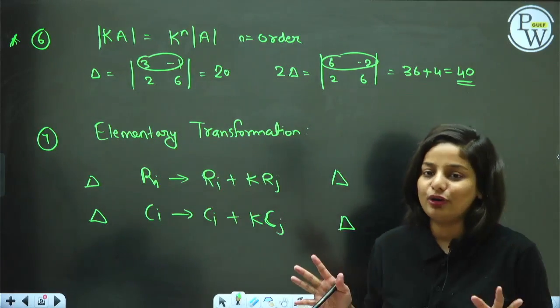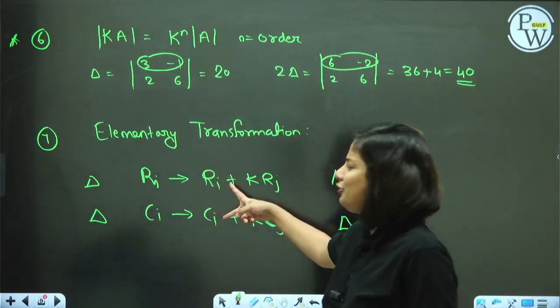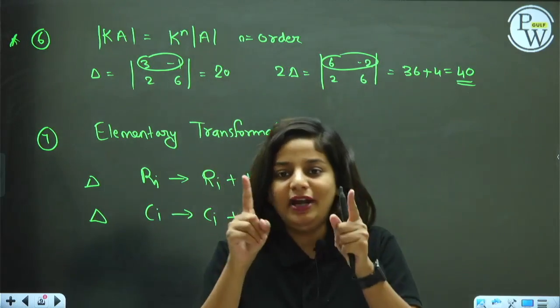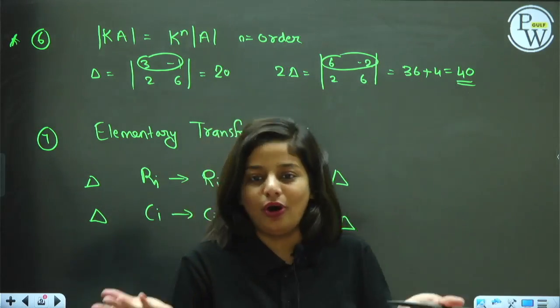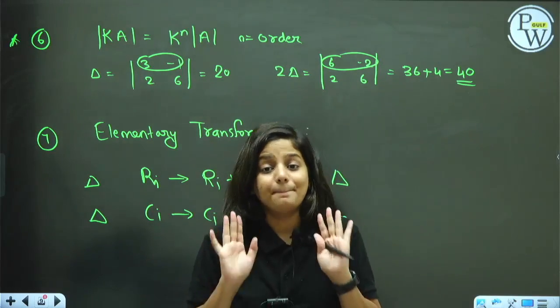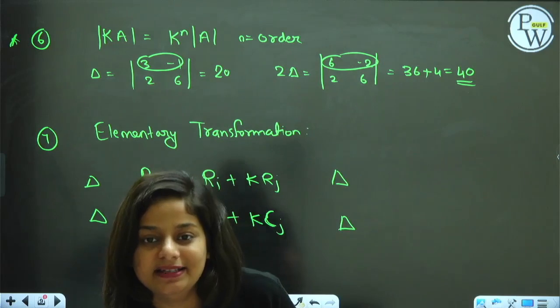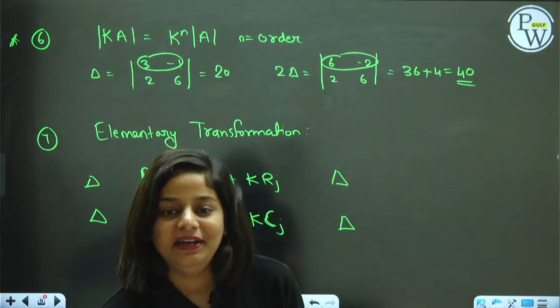The only thing you have to remember is, don't try to mix up both the transformations in a particular question. In one question, go for either row or column, else you will mess up big time. Are all the 7 properties absolutely clear, guys? Very, very clear?